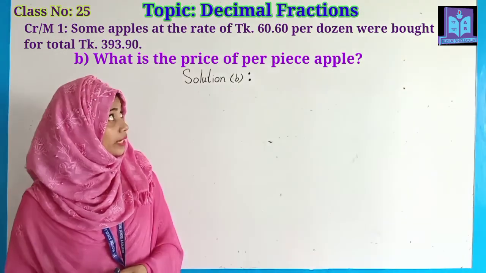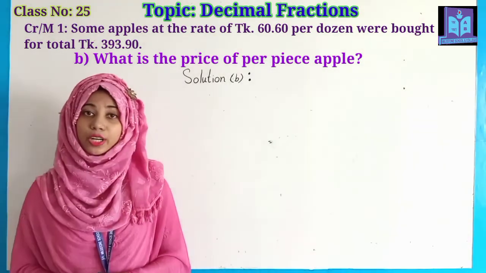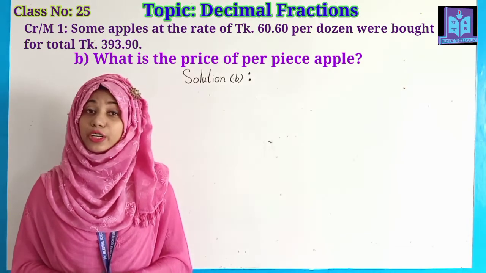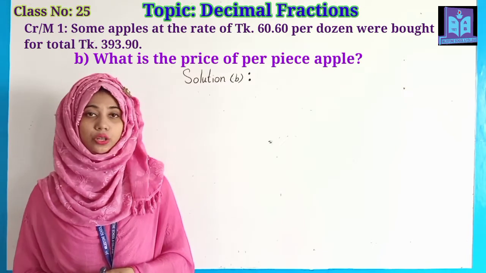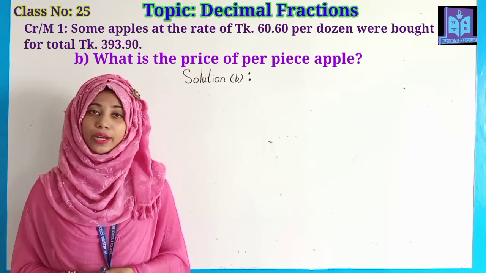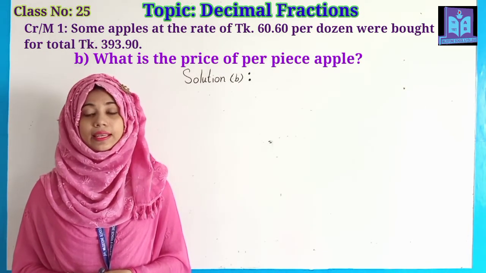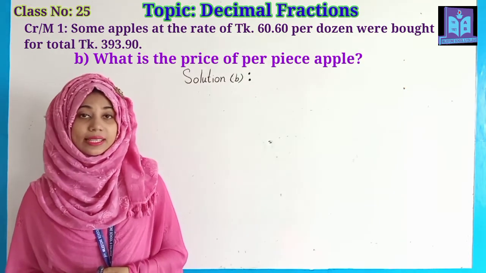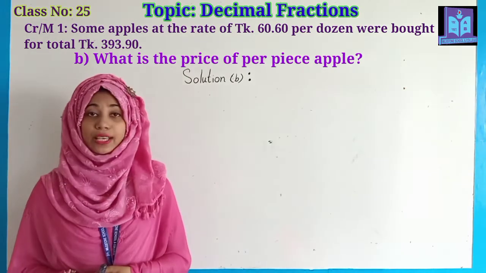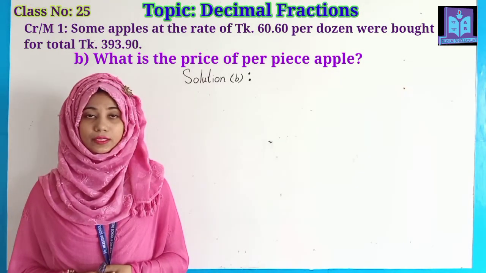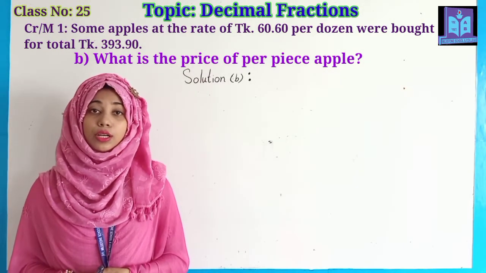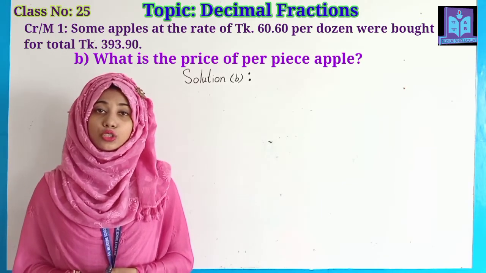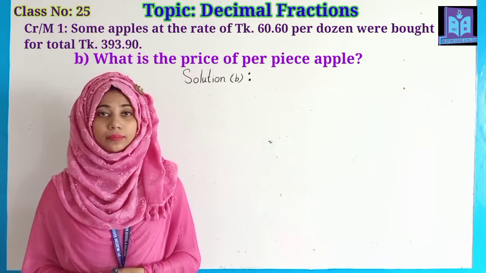But in our statement there is given price of per dozen is 60.60 taka. Per dozen means 1 dozen. Already you know 1 dozen is equal to how many pieces? Yes, 12 pieces. That means in our statement there is given price of 12 pieces. Okay? But you have to find out price of 1 piece. So let's solve the math.